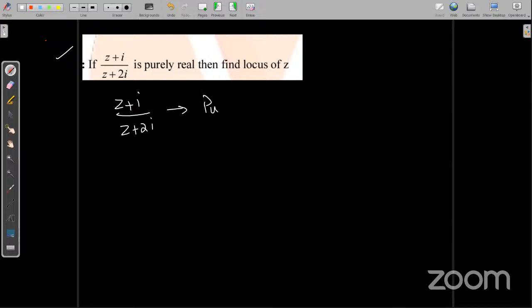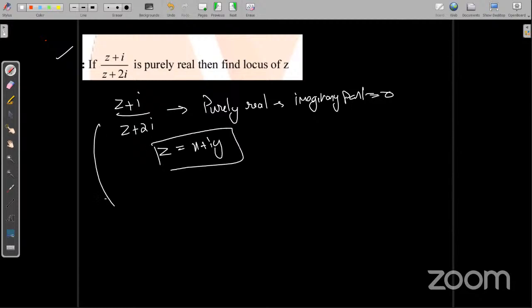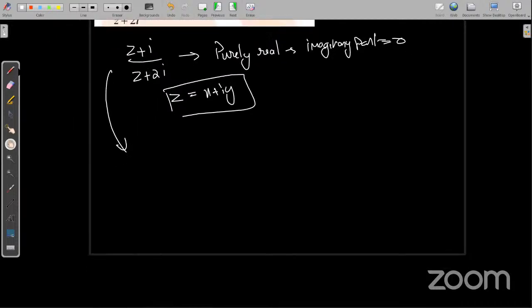Guys, if something is purely real, what is the meaning? It means the imaginary part is equal to 0, right? Then only you can say it is purely real. So let us check it out. Here, what is Z? Let us take Z as x plus iy. We don't know what Z is, so we take x plus iy and just proceed. Since you're asking for the locus at last, that is not an issue.